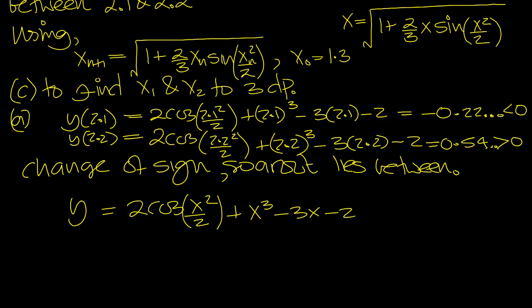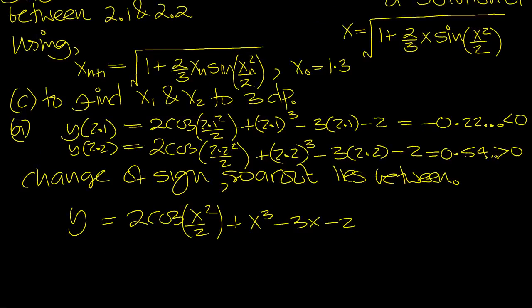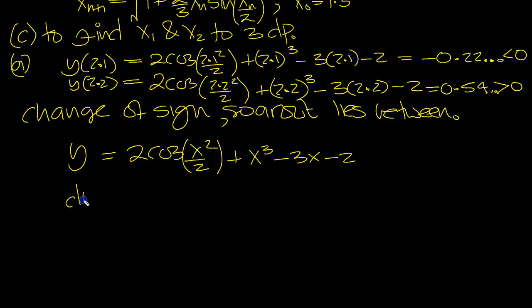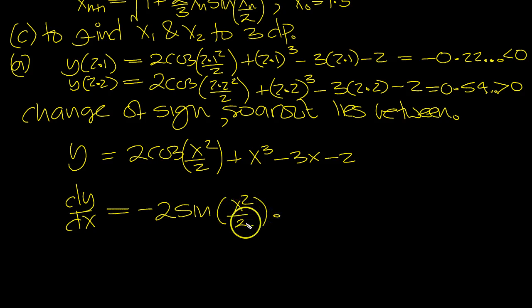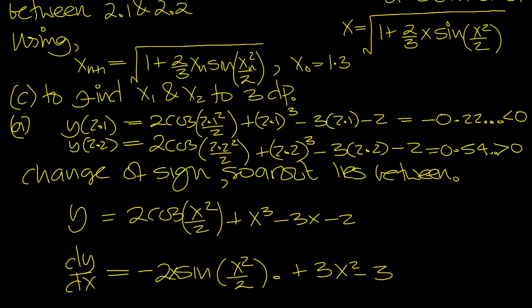Now, show that the x-coordinate of R, so dy/dx, let it equal 0, will be the minimum. It's the local minimum, isn't it? So cos of something goes to minus sine, 2 lots of sine of something, multiplied by the something differentiated, that's 2x over 2, which is just an x, which I'll put there, plus 3x squared minus 3.